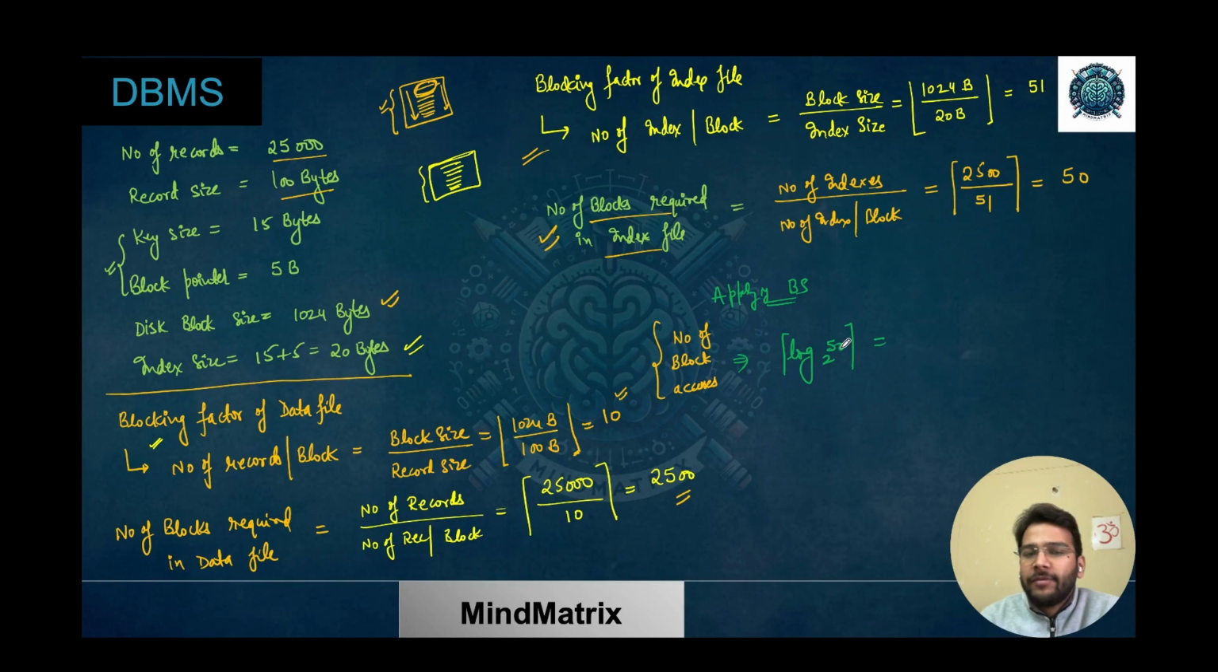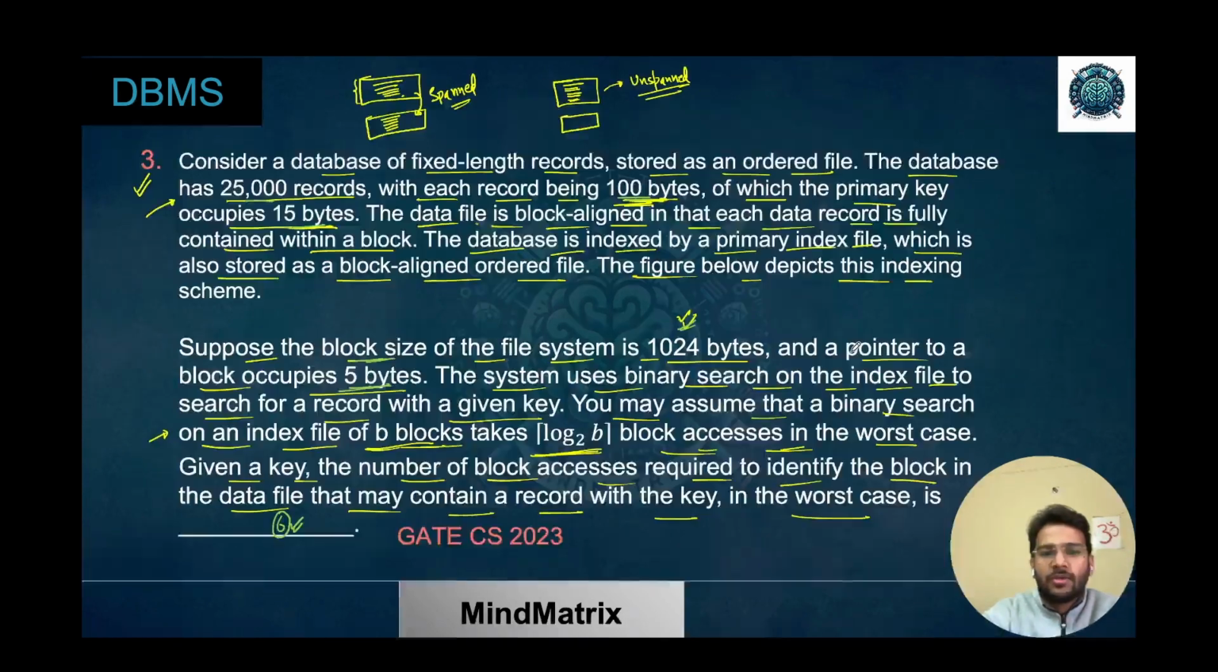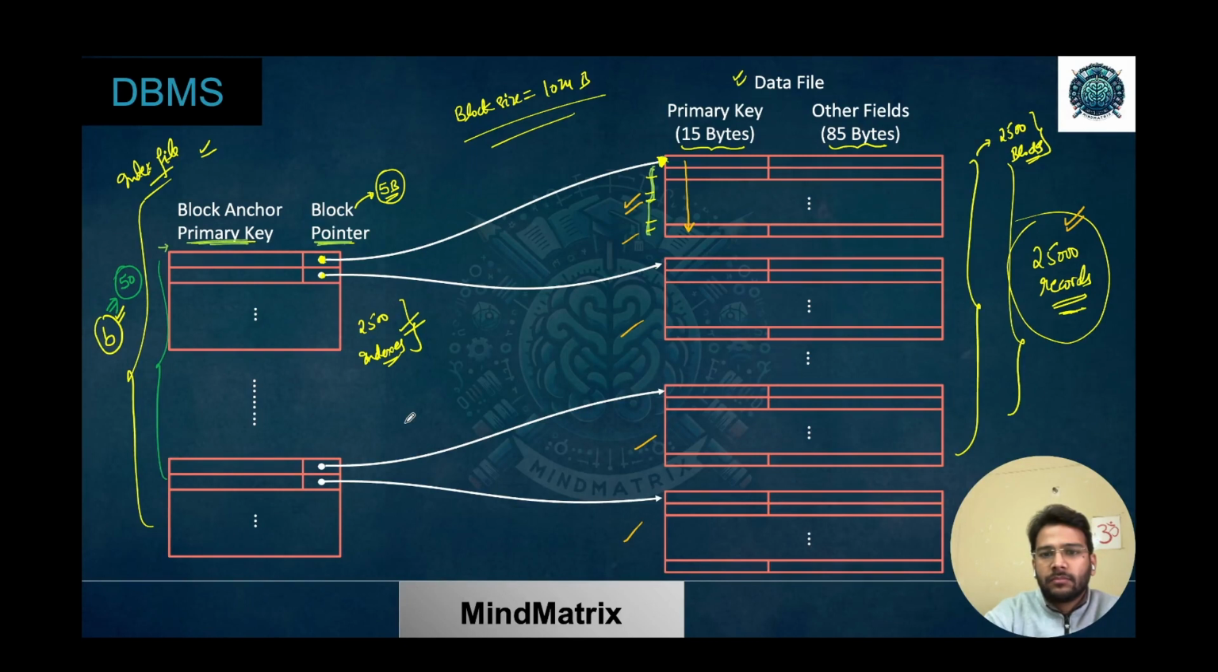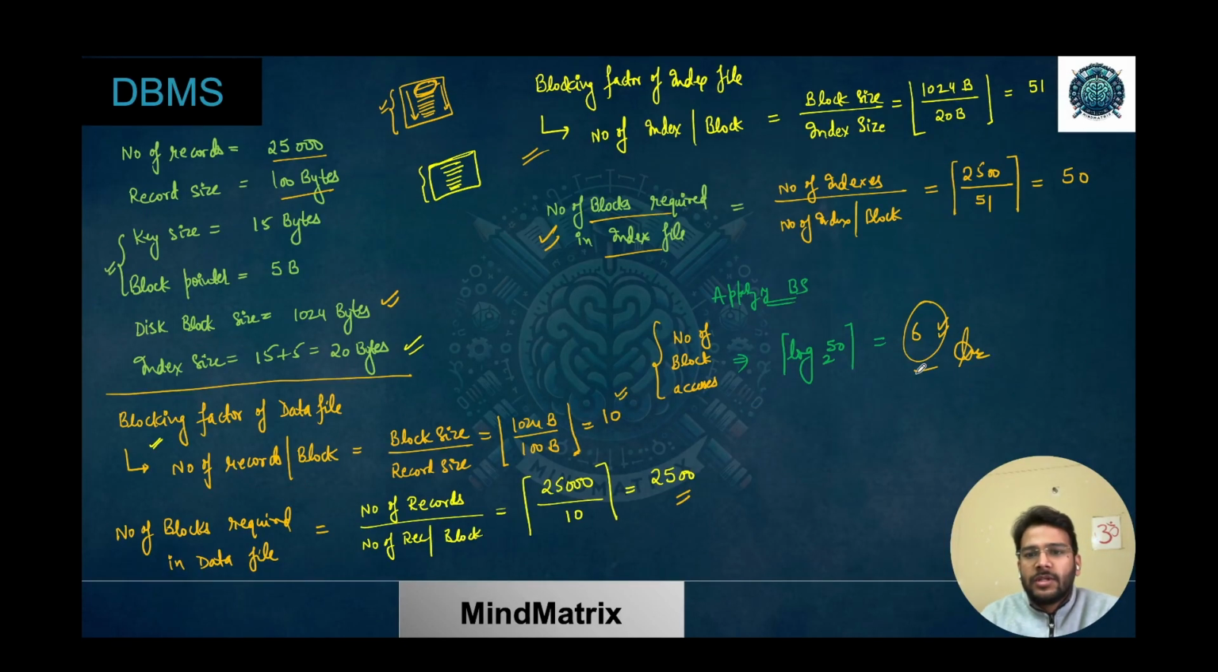So 2 raised to the power 5 is 32, 2 raised to the power 6 is 64. So we are going to get 6 as the number of block accesses in the worst case, and that is your answer. So here we can write 6 as the correct answer for this question. Clear? So this is your final answer.